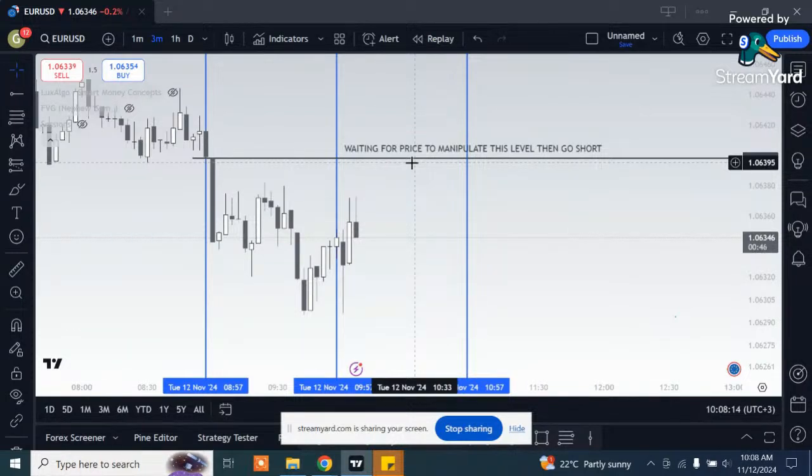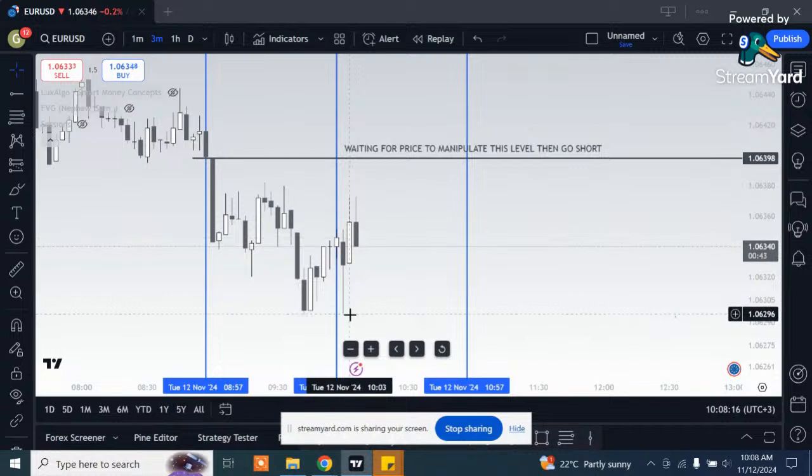Then the target will be this level right here from the previous hour. I'll be targeting this level as my target. So basically this is what I'm looking out for in this hour.